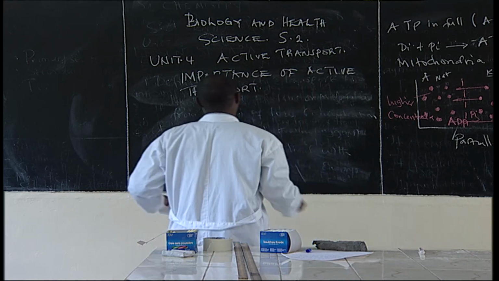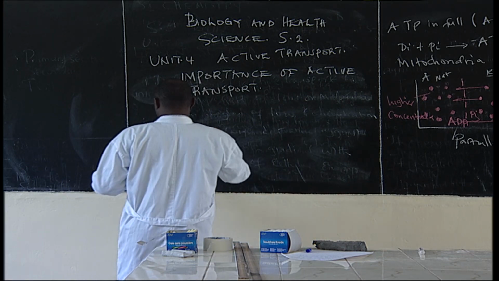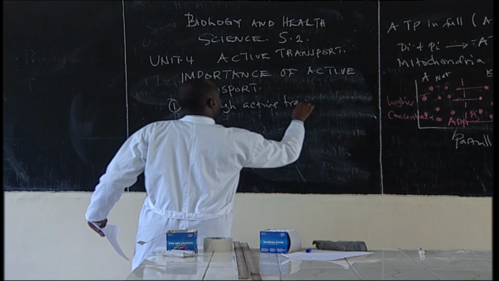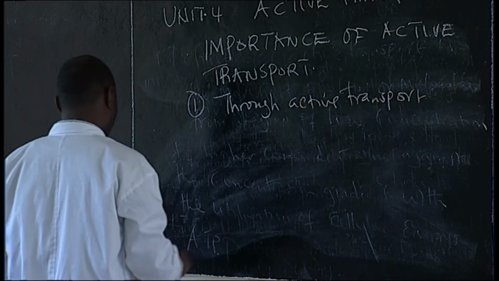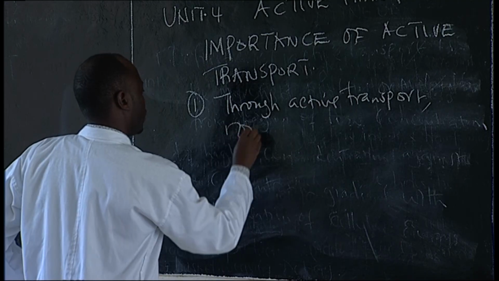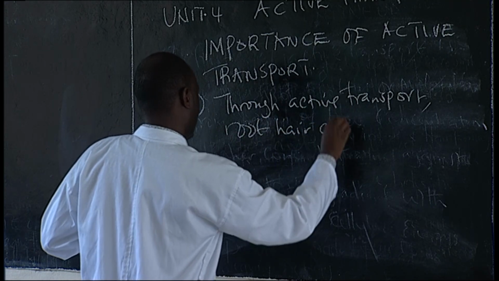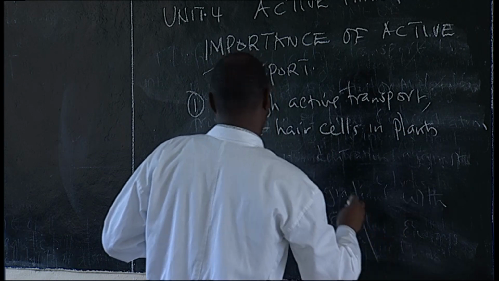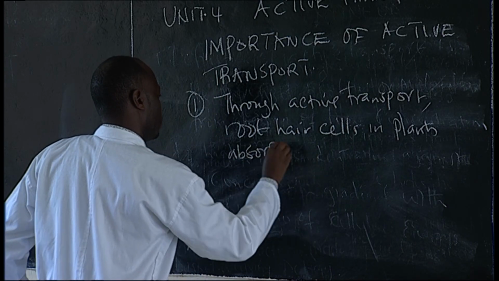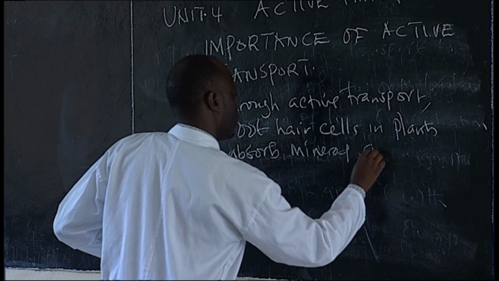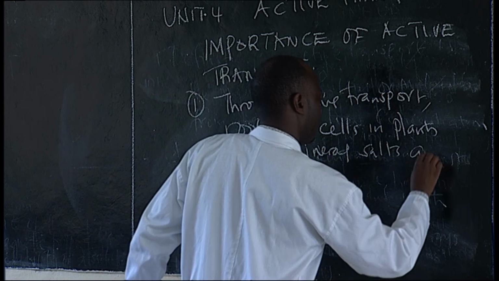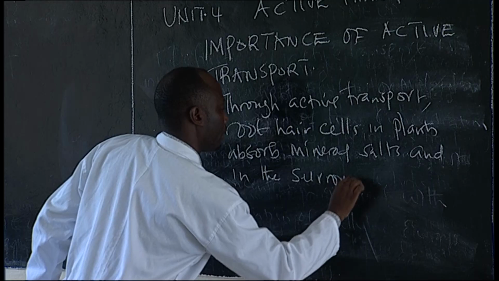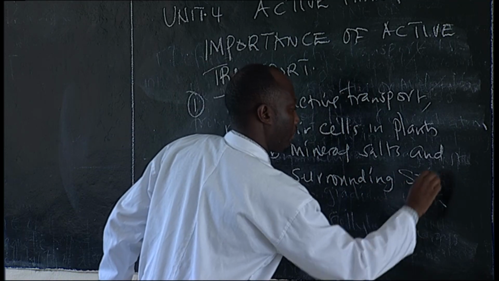These are the importances. Number one, through active transport, root hair cells in plants absorb mineral salts and ions in the surrounding soil.